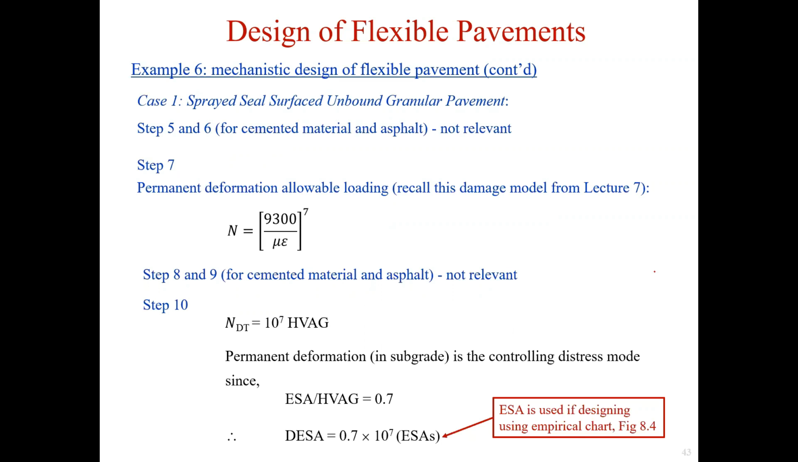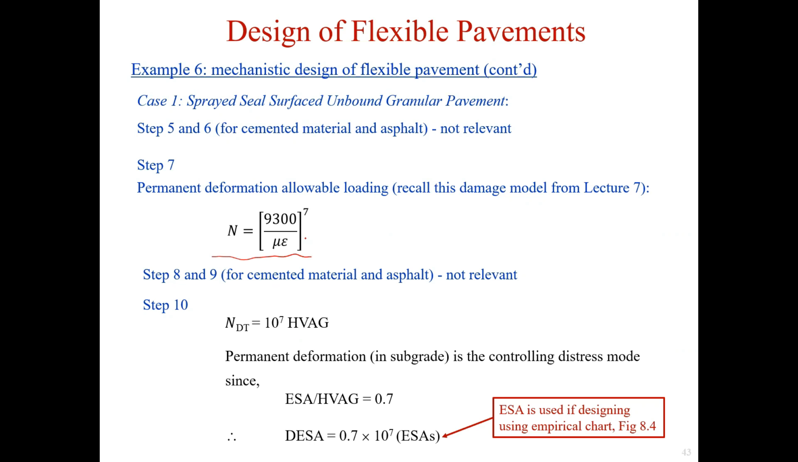Steps 5 and 6 are for cemented materials and asphalt. We don't need to calculate them as they are not relevant to this case. Step 7 is to use the subgrade strain criterion to calculate the permanent deformation allowable loading using this formula, as shown here. And steps 8 and 9 are again for cemented material and asphalt, and they are not relevant here as well.